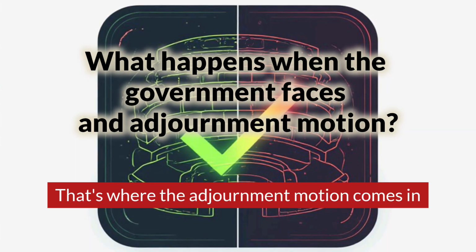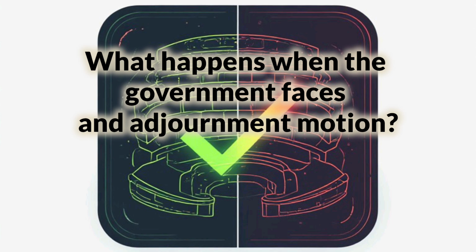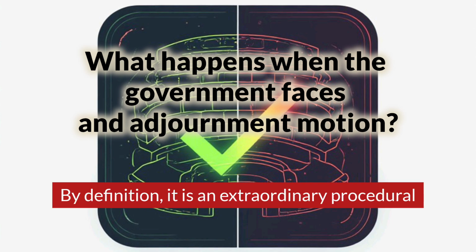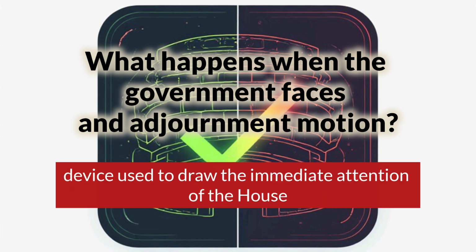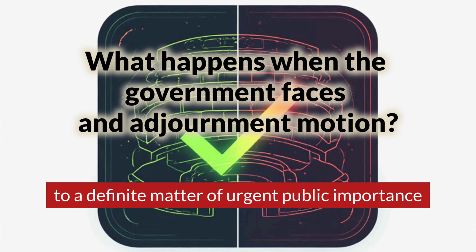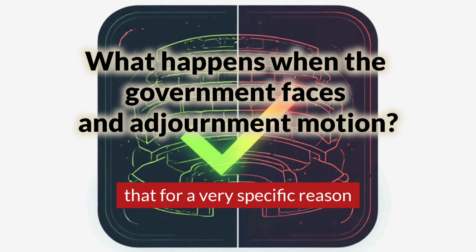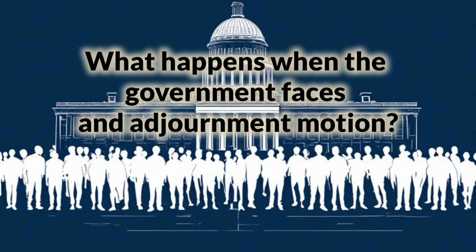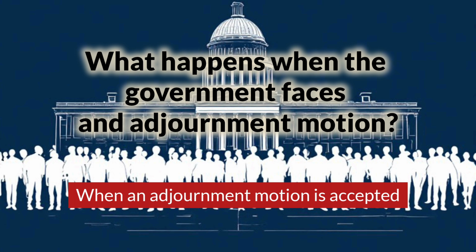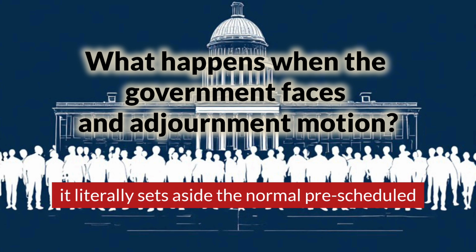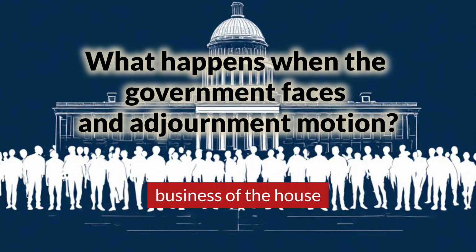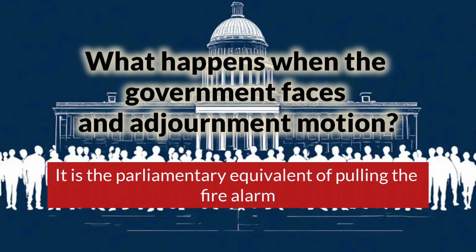Exactly. That's where the adjournment motion comes in. By definition, it is an extraordinary procedural device used to draw the immediate attention of the House to a definite matter of urgent public importance. The keyword there is extraordinary, and it is called that for a very specific reason. When an adjournment motion is accepted, it literally sets aside the normal pre-scheduled business of the House. It is the parliamentary equivalent of pulling the fire alarm.